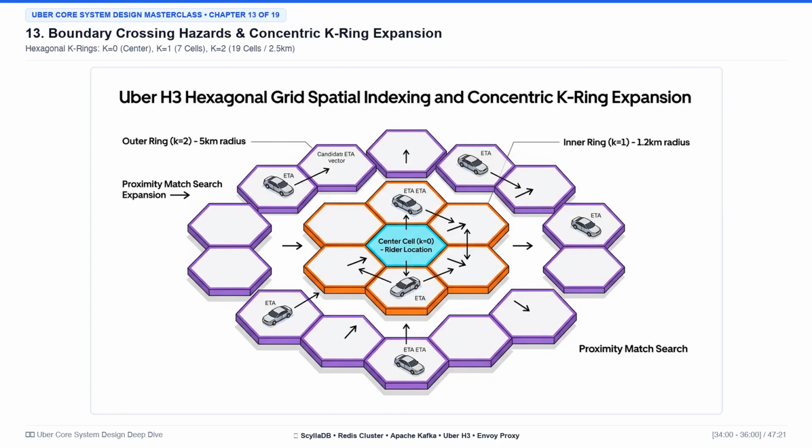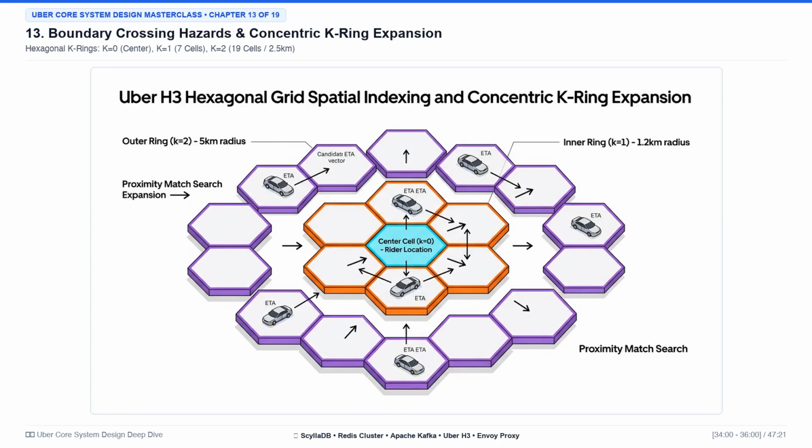And if there still aren't enough cars in those 7 cells? It seamlessly extends to K2, the outer ring. This adds 12 more adjacent hexagons, bringing the total to 19 cells and creating a 2.5-kilometer search radius. And because H3 is an equidistant grid, this expansion takes constant O(1) time. It requires no complex geometric joins in a database. The system simply pulls the driver IDs from those 19 specific Redis keys using a highly optimized, pipelined, multi-key read.